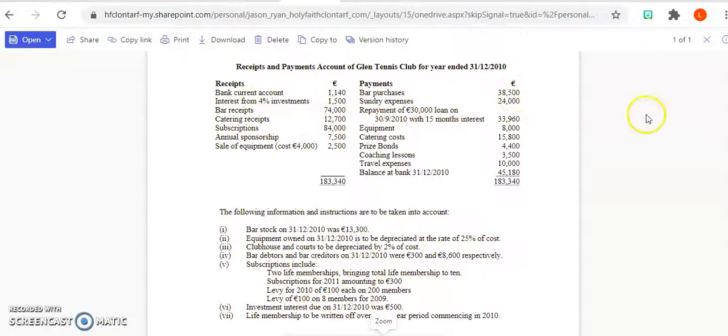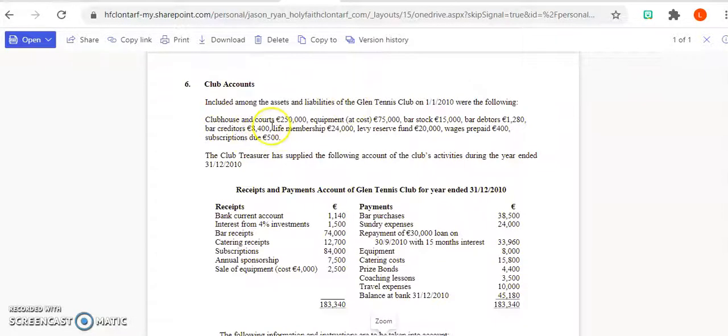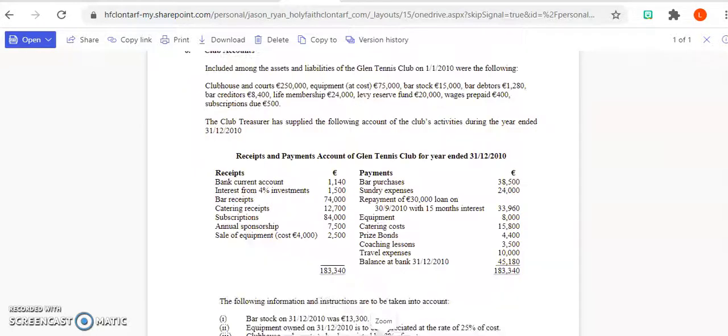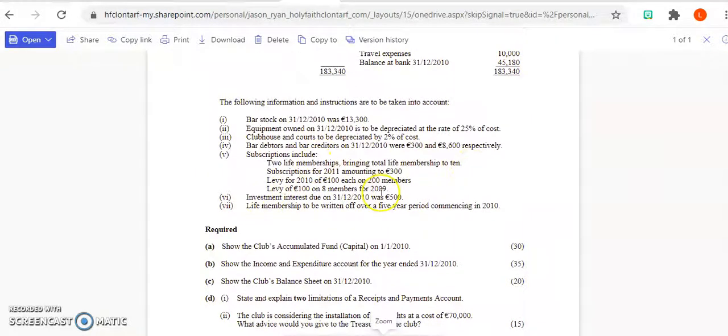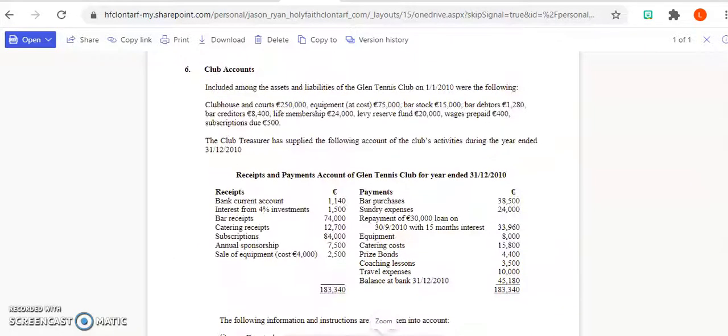Your bar purchases then, you take it straight from the question, and then any creditors at the start of the year, you take it away because that's from the previous period. Any creditors at the end of the year, you add it on because that's for this period, and that's going to give you your bar purchases.